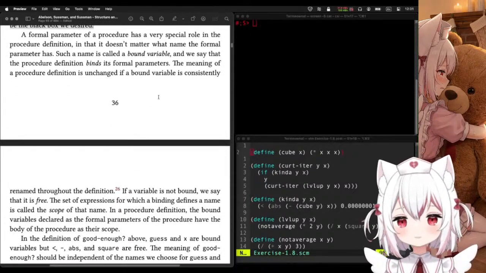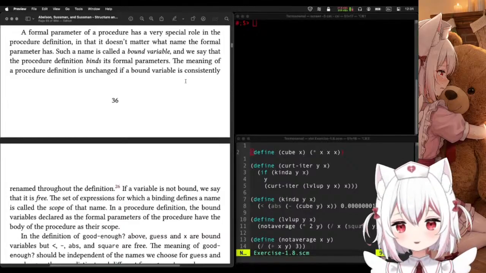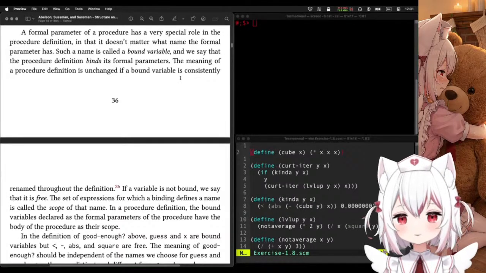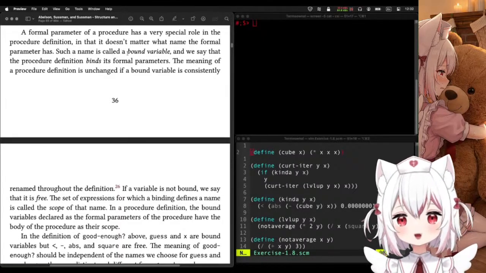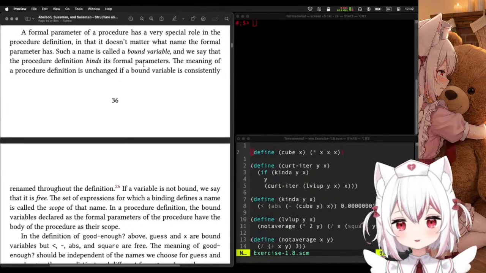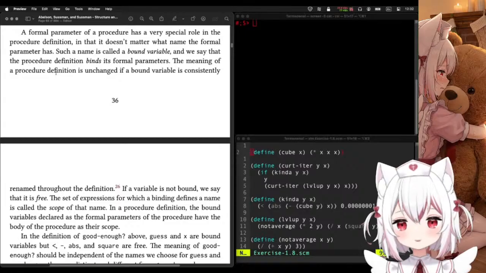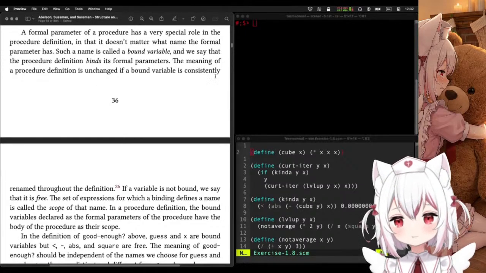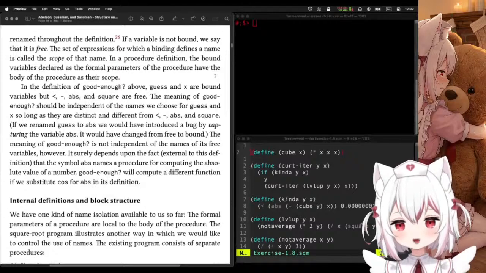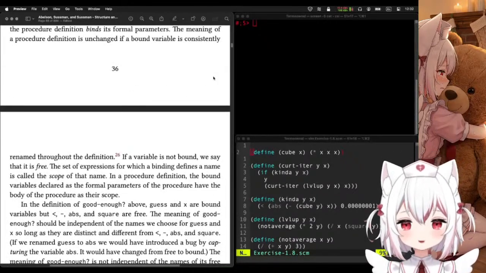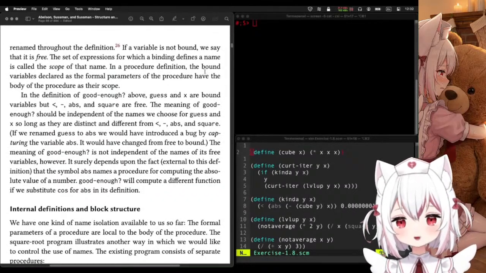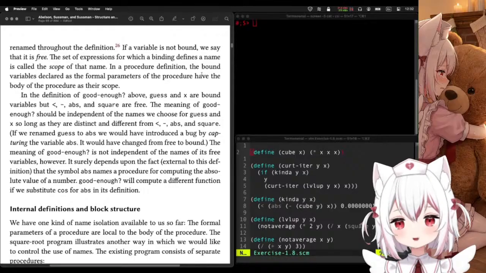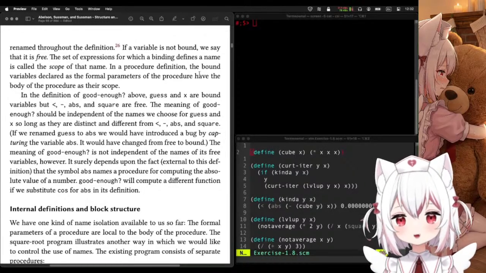A formal parameter of a procedure has a very special role in the procedure definition in that it doesn't matter what name the formal parameter has. Such a name is called a bound variable, and we say that the procedure definition binds its formal parameters. The meaning of a procedure definition is unchanged if a bound variable is consistently renamed throughout the definition. Interesting. If a variable is not bound, we say that it's free. The set of expressions for which a binding defines a name is called the scope of that name.